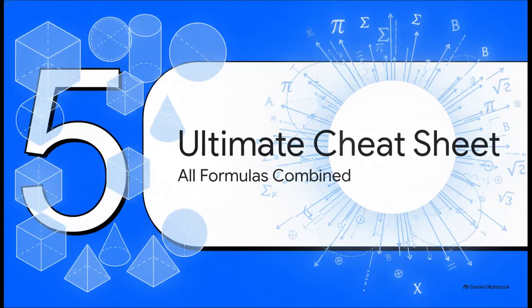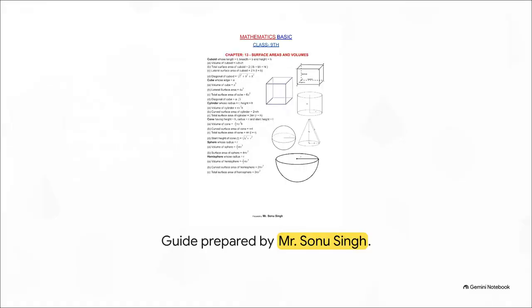And that brings us to Section 5, the ultimate cheat sheet. Let's wrap up this explainer by bringing all these categorized formulas together. Looking back at this complete document prepared by Mr. Sonu Singh, we have successfully mapped this entire Class 9th Master Guide from top to bottom. We've journeyed from the flat, straight edges of cuboids and cubes, down through the circular bases of cylinders and cones, all the way to the perfectly continuous curves of spheres and hemispheres. We've literally visually decoded the rules of 3D space together, transforming seemingly complex physical shapes into highly organized, reliable math.